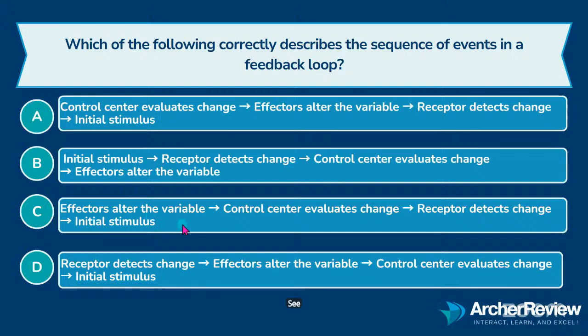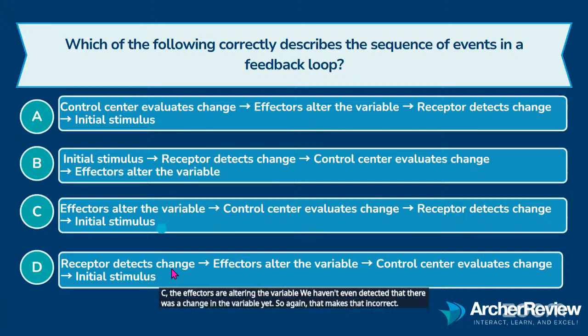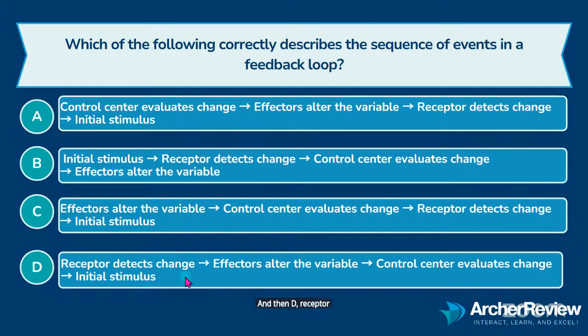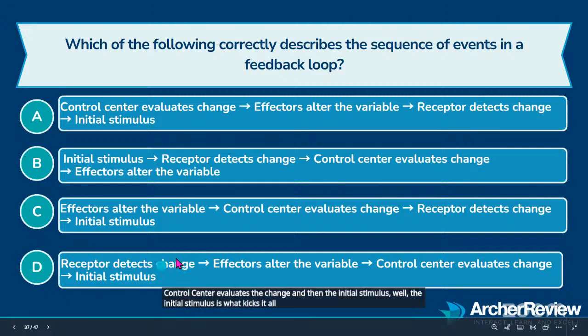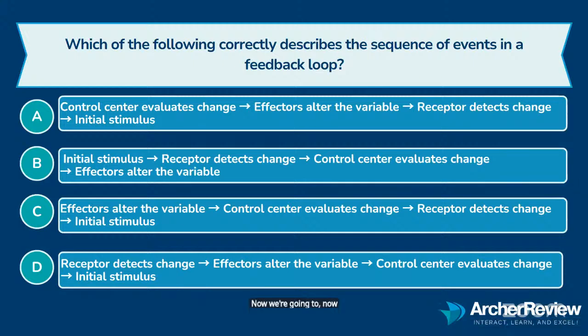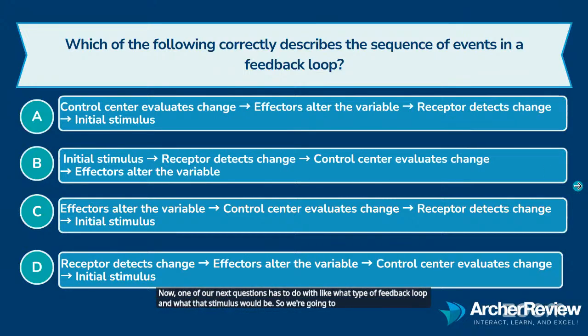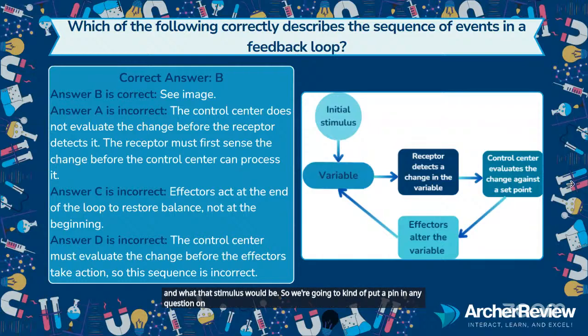C, the effectors are altering the variable. We haven't even detected that there was a change in the variable yet. So again, that makes that incorrect. And then D, receptor detects change, effectors alter the change, control center evaluates the change, and then the initial stimulus. Well, the initial stimulus is what kicks it all off in the first place, and so that's why that would be incorrect as well. We've got to start with that initial stimulus. Now one of our next questions has to do with what type of feedback loop and what that stimulus would be, so we're going to put a pin in any question on that for a moment.